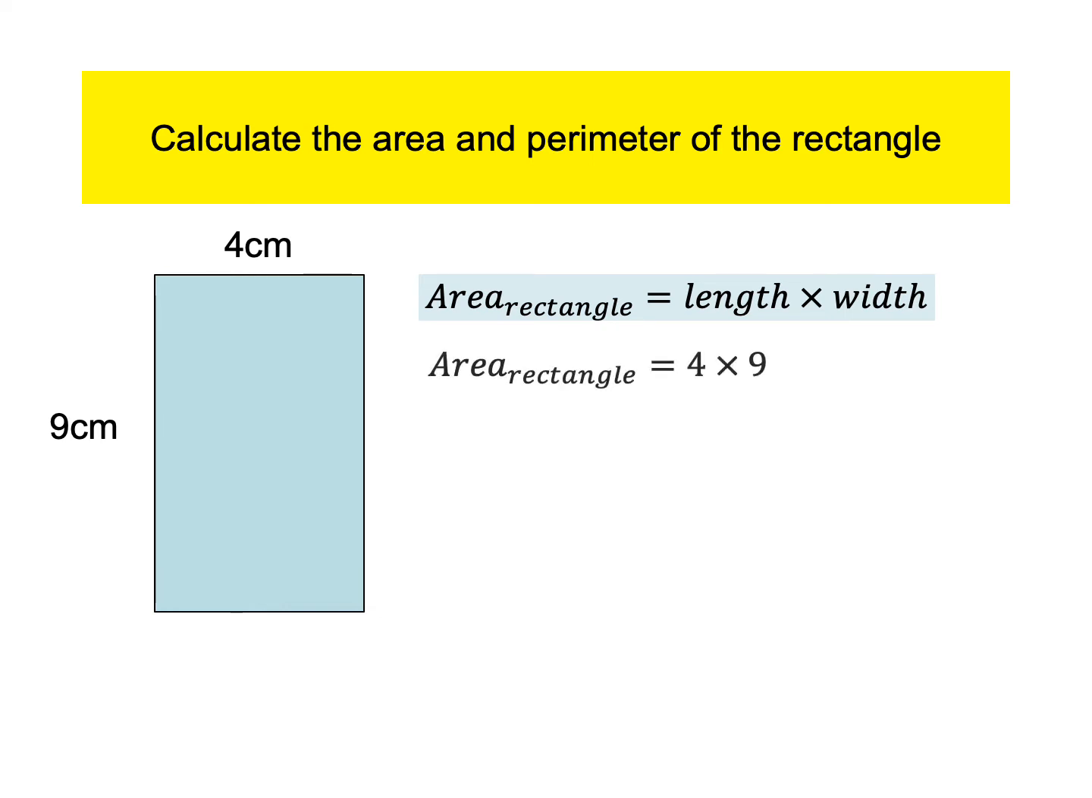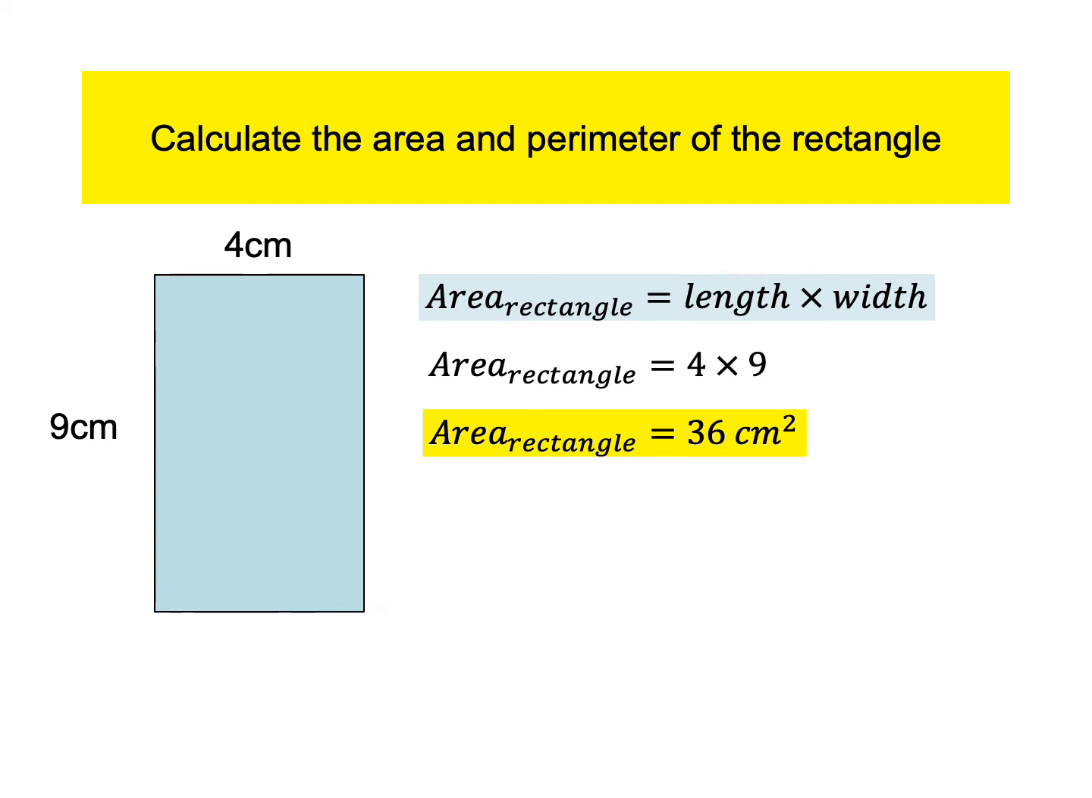So to do our calculations, we simply plug in the numbers, 4 times 9. 4 times 9 is 36, but remember our units are going to be in square units, and they're centimeters, so 36 centimeters squared. I hope this isn't a brand new idea to most of you. You should have learned area of a rectangle and perimeter of a rectangle in previous grades. Okay, so this is a two-part question.